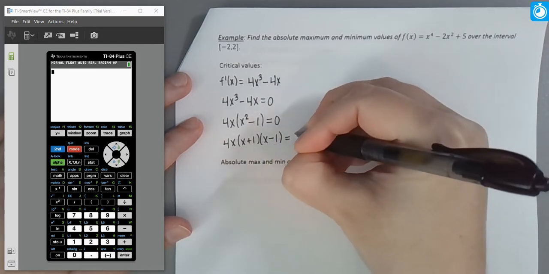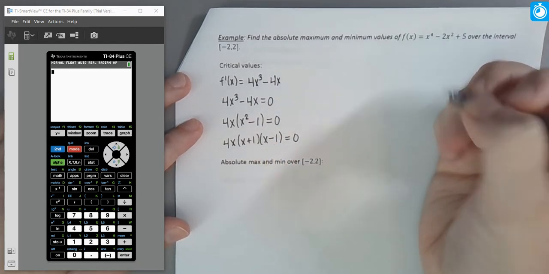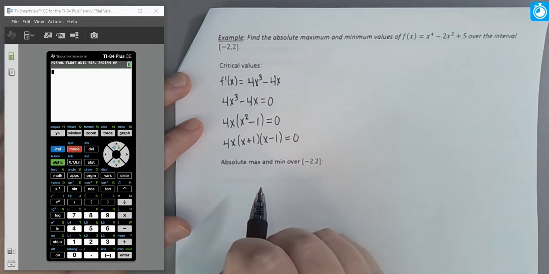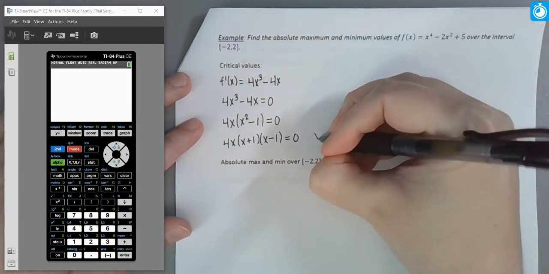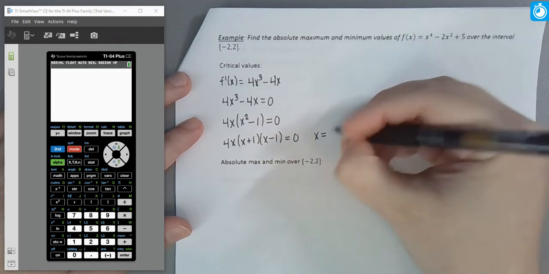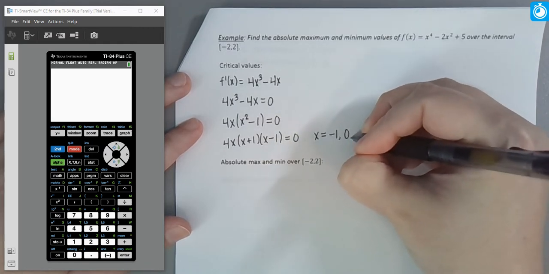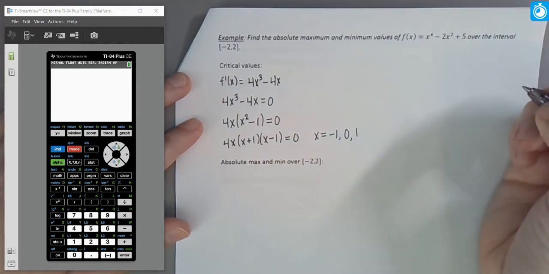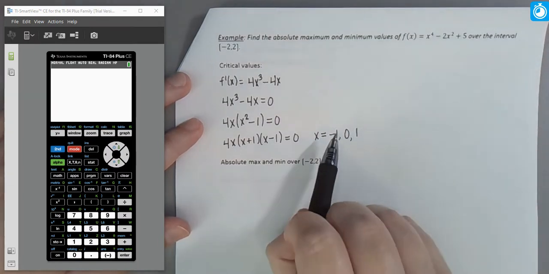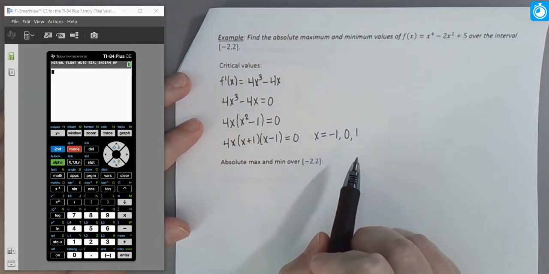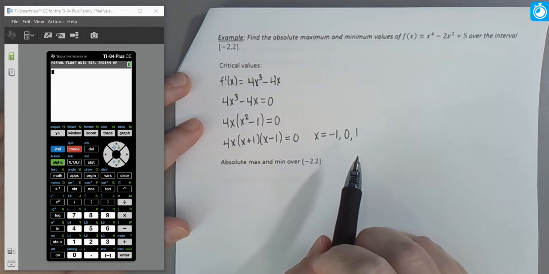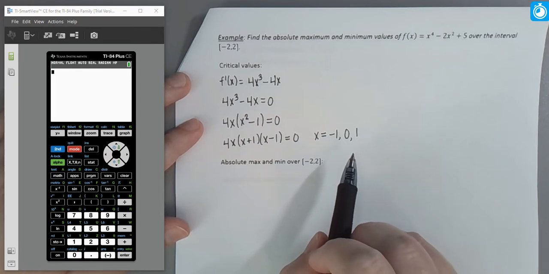And so now that our function is fully factored, we can take each of these factors, set it equal to 0, and so we end up with critical values at -1, 0, and 1. So these represent 3 possible locations where we could find a maximum value or a minimum value.